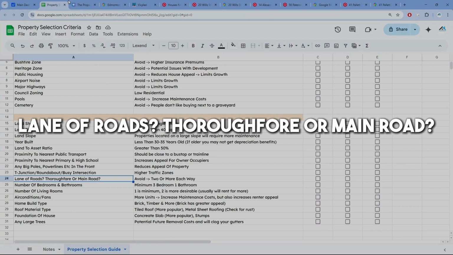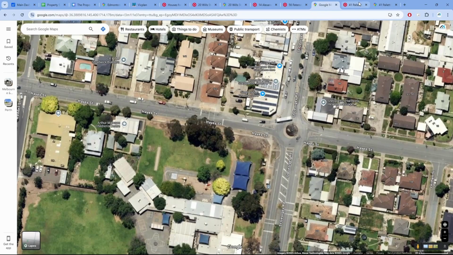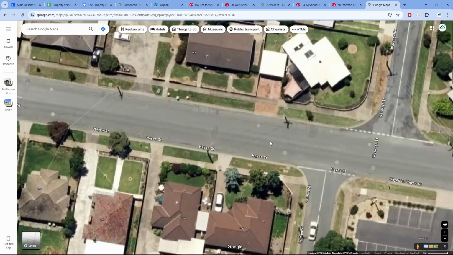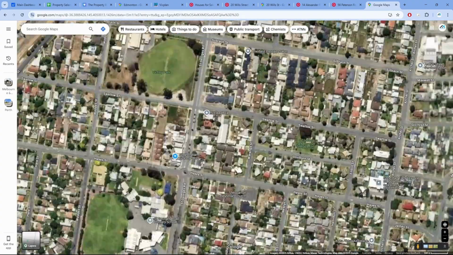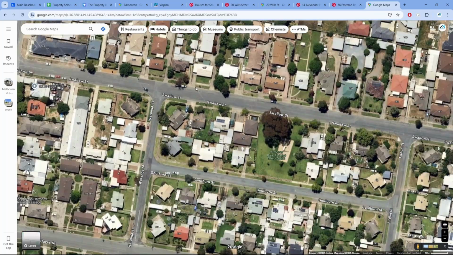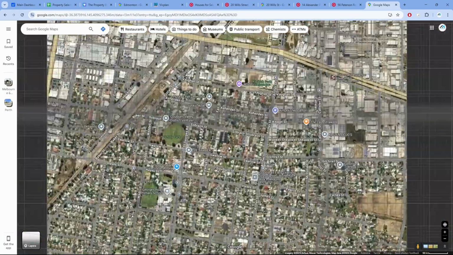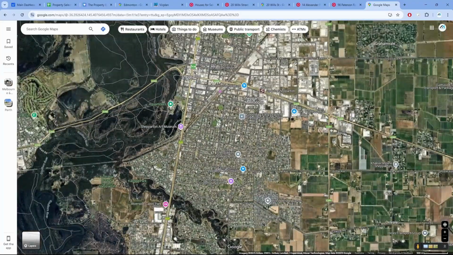Lane of roads, thoroughfare, and main road. This sort of ties into the first point up there. We want to be avoiding properties which are on main roads or busy roads or highways, generally because there'll be more traffic. It's less owner-occupier appeal. There's more cars, drive-by noise, etc. That's something we want to be avoiding in any location that we're trying to invest into.